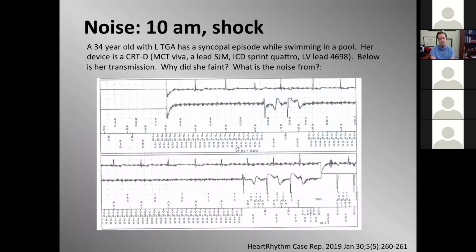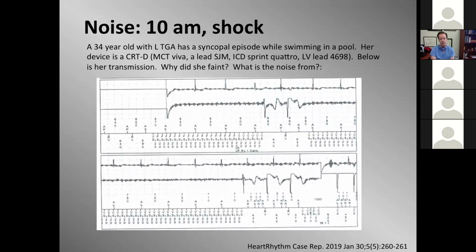After a couple patients, your pacer nurse comes to you, and this is the 34-year-old, a congenital patient with LTGA. She's fainted while swimming in a swimming pool. Her device is a Medtronic that should say CRTD. She has a Tendril lead in the A, a Sprint Quattro, and a 4698 in the LV. She is pacer dependent, and below is her transmission.